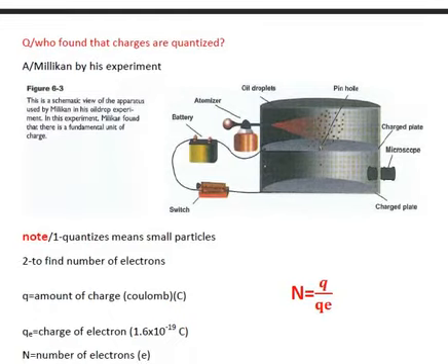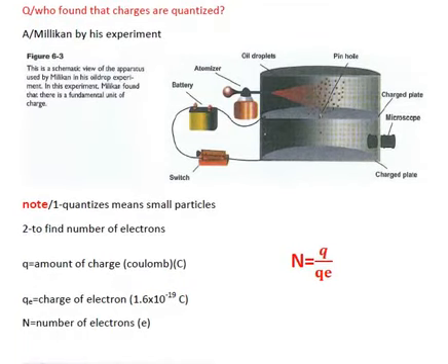We have some notes about the charge. First one says quantized. Quantized means small particles, as we explained before. Second one says to find the number of electrons, you have to use this rule. It says N, which is the number of electrons, equals Q over Qe. Q is the amount of charge, measured in coulomb, and Qe is the charge of the electron. Charge of an electron is 1.6 times 10 to the power minus 19 coulomb.